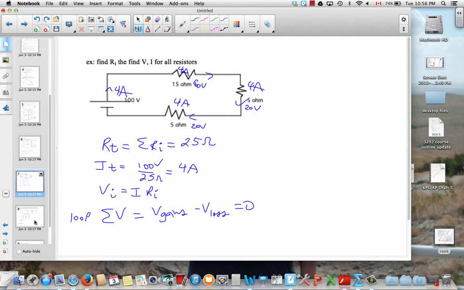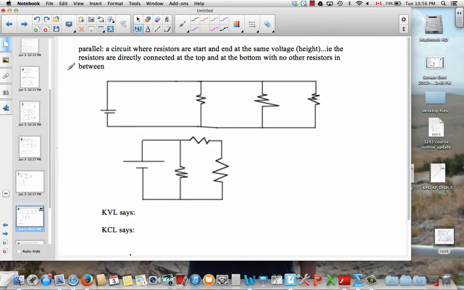So we have a good solution. Now the other word is the P word. The S word is series. The P word is parallel. A parallel circuit is one where the resistors are connected at the top and connected at the bottom with nothing else in between. So those three are in parallel.